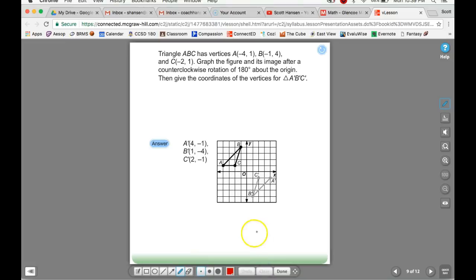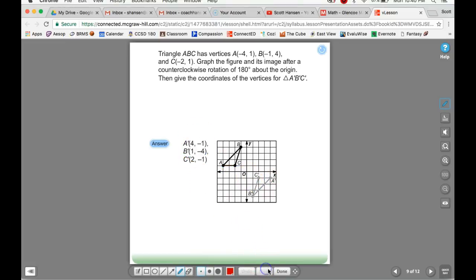Lastly, for A prime: A to the origin looks like that. A horizontal distance of 1, 2, 3, 4 and a vertical distance of 1. So 4 by 1. It's going to continue through the origin to that point. Again, not the best drawing in the world, but you get the idea. 180-degree angle right there. There's A prime. So the last thing to do is connect those dots and identify the coordinates.